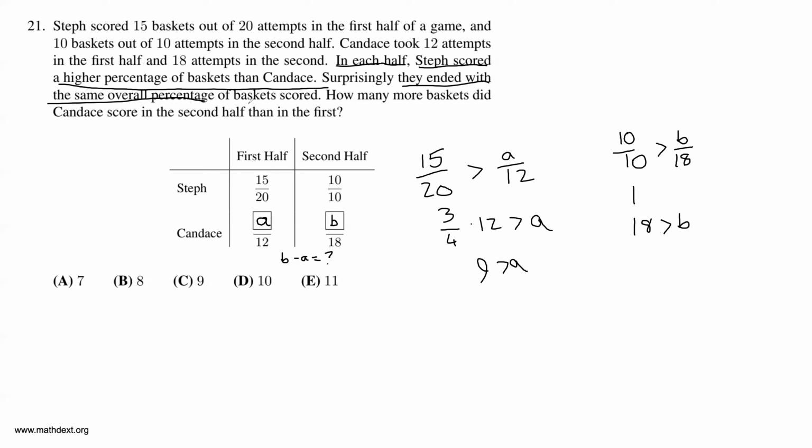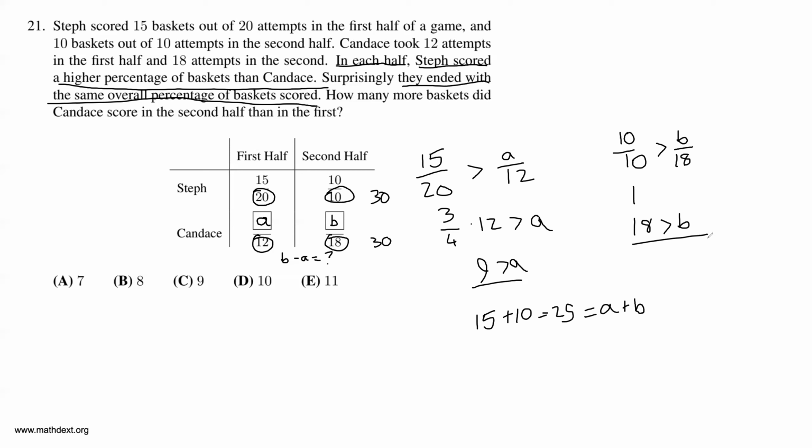with the same overall percentage of baskets scored. And you'll notice they both attempted 30 baskets. And since they ended with the same overall percentage of baskets scored, they must have made the same number of baskets. So what we also have is the number of baskets Steph made, which was 15 plus 10, which is 25, is equal to the number of baskets Candace made, which is A plus B.